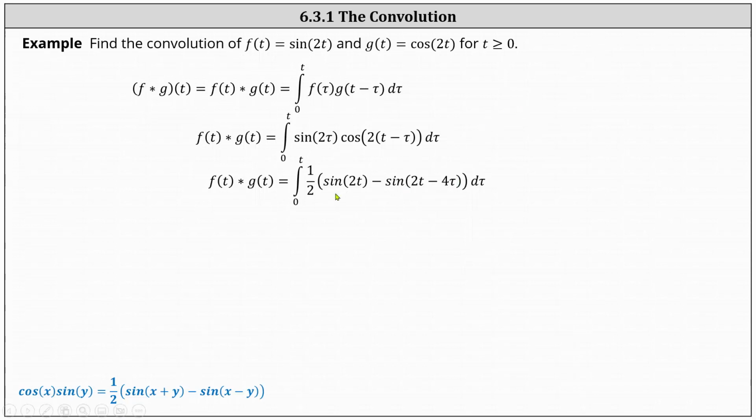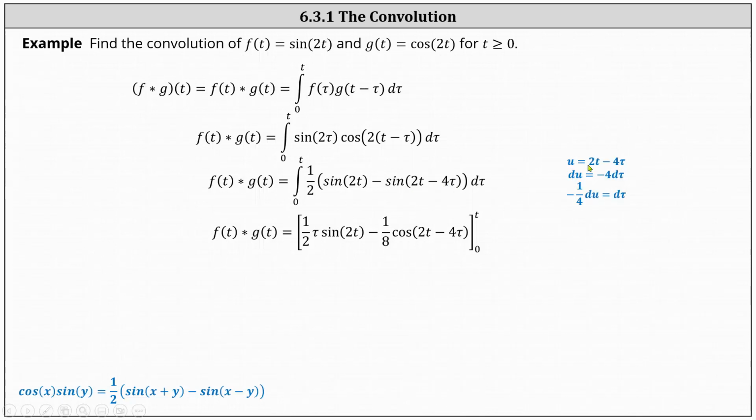And now we find the antiderivative. The integral of 1/2 sine 2t with respect to tau is just 1/2 tau times sine 2t. We're treating 1/2 sine 2t as a constant because we're integrating with respect to tau. And then to integrate negative 1/2 sine of 2t minus 4 tau, we need to perform u substitution, which I've shown here on the right, where u is equal to 2t minus 4 tau, du equals negative 4 d tau, and therefore negative 1/4 du equals d tau. Notice we end up getting 1/2 times negative 1/4, which gives us minus 1/8 times cosine of the quantity 2t minus 4 tau.